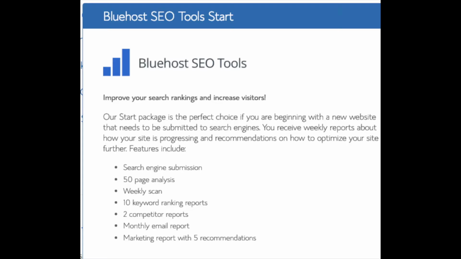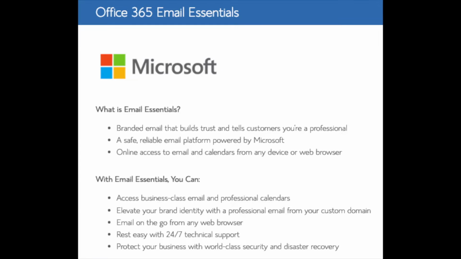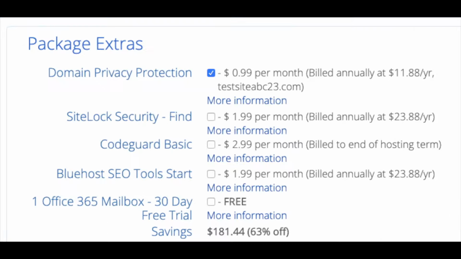Submitting your site to search engines you can do for free. This isn't necessary to have. Office 365 Email Essentials is the email software Microsoft Outlook that is commonly included with Microsoft Office. If you'd like to have your email powered by this Microsoft add-on, feel free to keep this selected. This isn't necessary to have. All these add-ons are completely optional and up to you to get. As you can see, you're saving a lot for this hosting package.